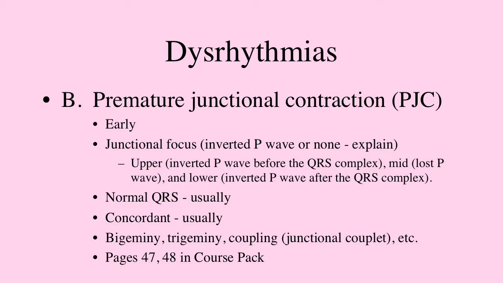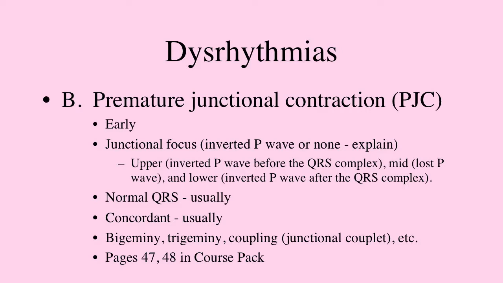If you look on page 47, at the top, this is kind of a classic: normal beat, normal beat, normal beat. The 4th beat over is a PJC. You can see that the beat looks fairly normal, but there's an inverted P wave. If the inverted P wave is before the QRS complex, this is considered to be what's called an upper PJC. If the inverted P wave occurs after the QRS complex, it's what's called a lower PJC. And if it occurs during the QRS complex and you don't see it, that's called a mid PJC. And so there are three different types.